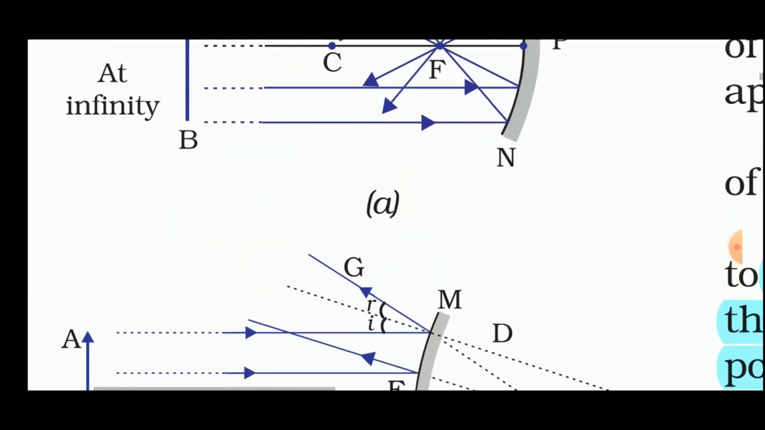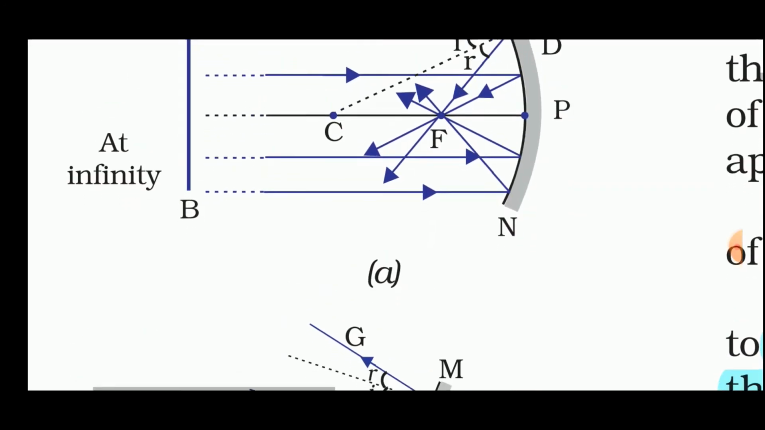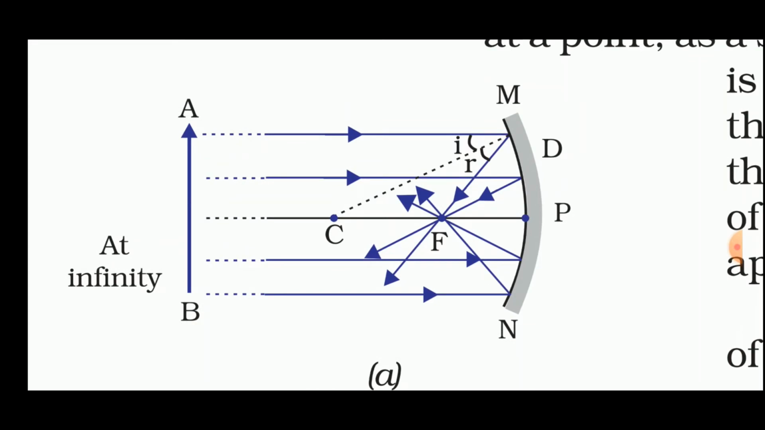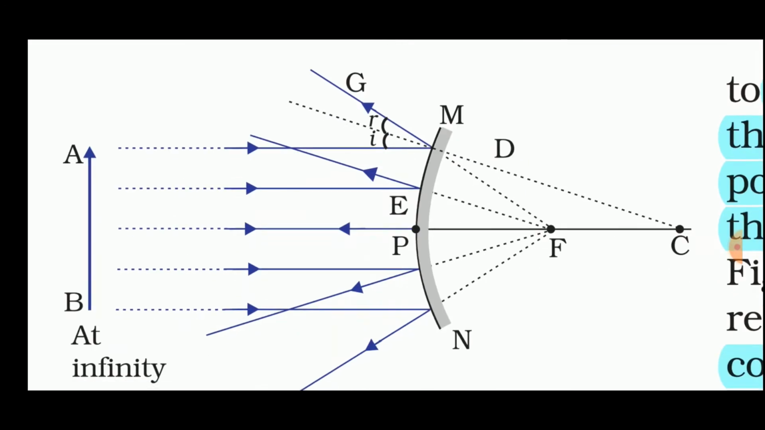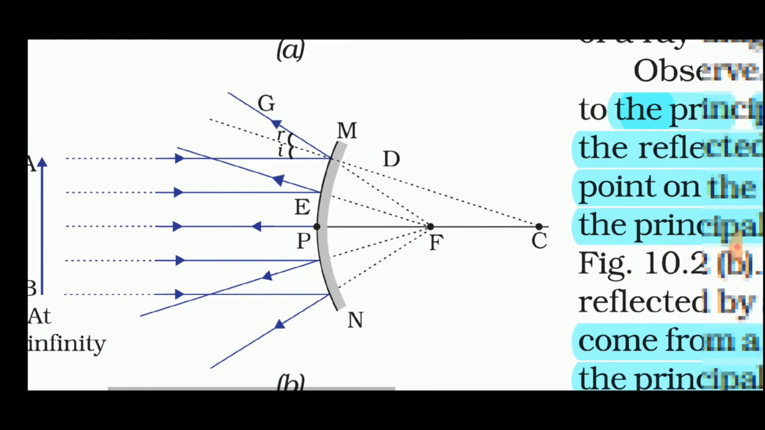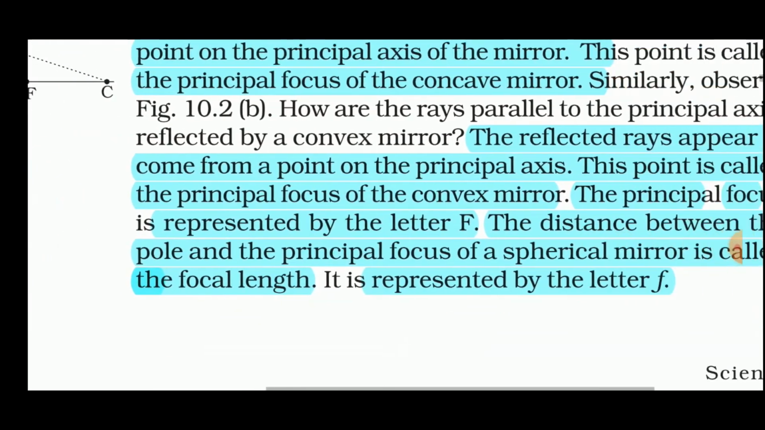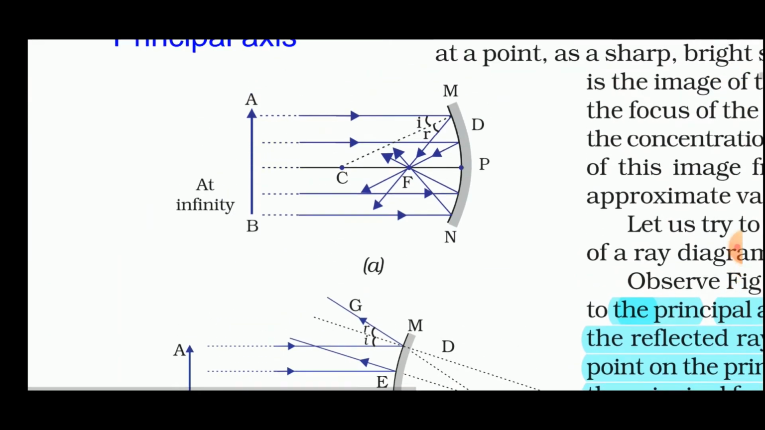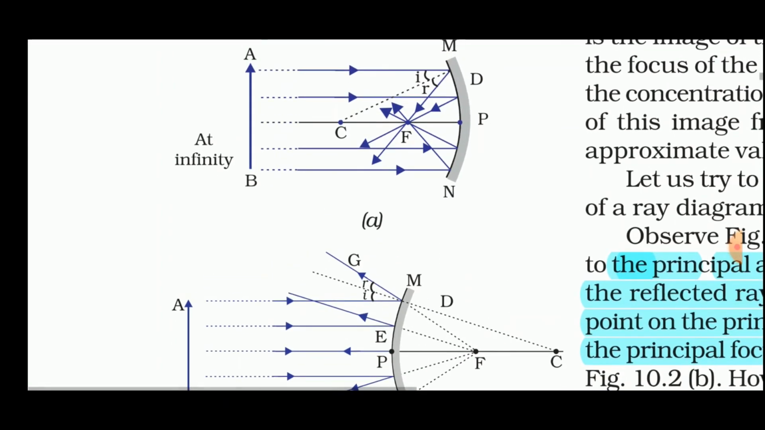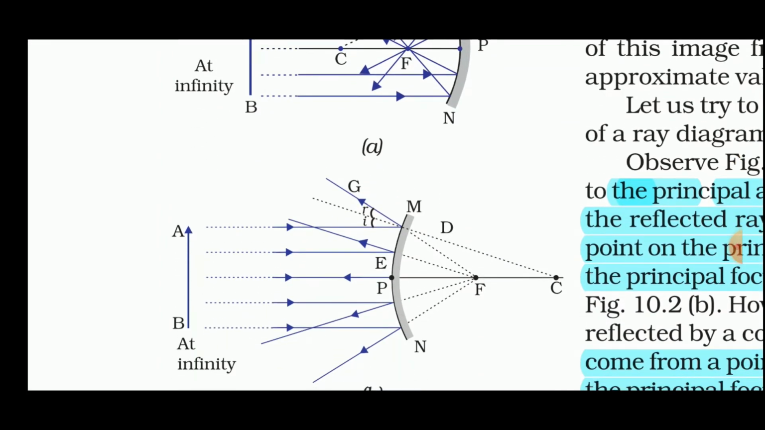So what we observe in these two cases is that for the concave mirror, the rays of light converge at the principal focus, and for the convex mirror, the rays of light appear to diverge from the principal focus on the principal axis. Now the distance between the pole of the mirror and the principal focus is called the focal length. So here PF is the focal length, and in this case also PF is the focal length.